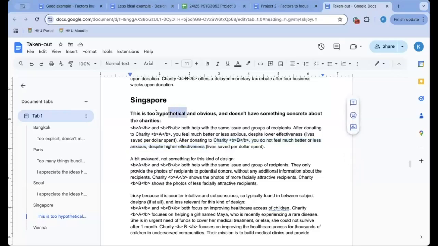As mentioned by Feeny, this is too hypothetical. You're asking participants to put themselves in the hypothetical shoes of whether they would feel more or less anxious. And it's way too obvious because people would obviously decide to donate to a charity where you would feel much better. It doesn't have something concrete about the charities because you won't actually know how effective the charity is when you donate to them at that point in time.